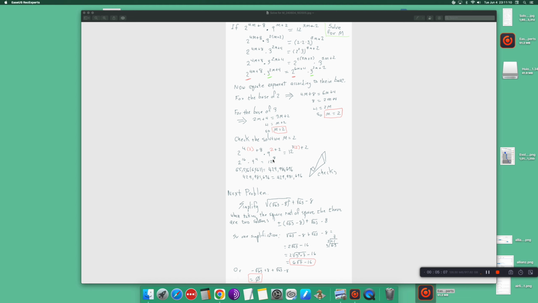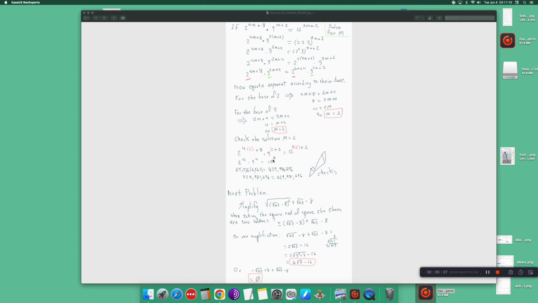So for these to be equal, that must mean that 4m plus 8 has to be equal to 6m plus 4. So that's what I set equal here, look. 4m plus 8 equals 6m plus 4. So I just subtracted 4m from both sides, so I got 8 equals 2m plus 4. You see that? So while I'm doing that, I just said, okay, now I'm going to subtract 4 from both sides, and I have 4 equals 2m. So one solution is m equals 2.